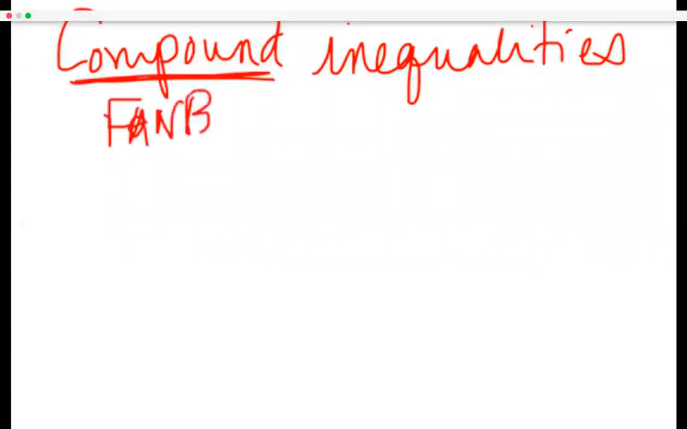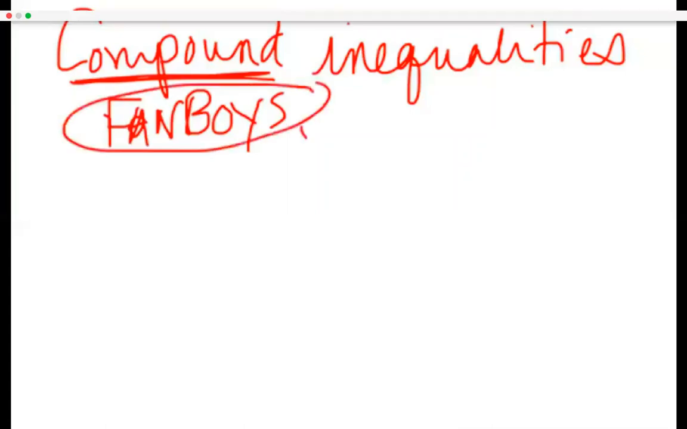So when we talk about compound inequalities, guys, I want you to think about compound sentences back in your English classes. Compound sentences were two independent thoughts separated with a conjunction. And the conjunctions, we use the acronym FANBOYS to remember them: for, and, nor, but, or, yet, so. Those are the FANBOYS. Likewise, we have compound inequalities in math classes.